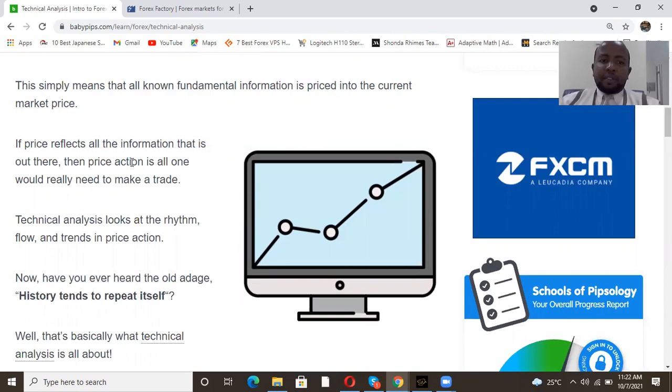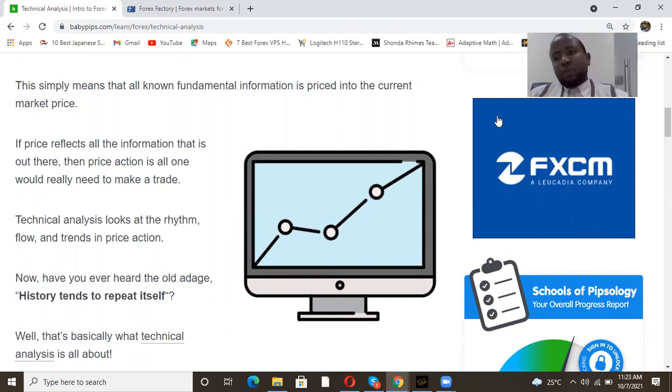So if price reflects all information that is out there, then price action is all one would really need to make a trade, which is very true. So if all we need to know is the price. When you're going to do your shopping, you have to know the price of that shoe. You have to know the price of that cloth, so that at least you bargain and get the item at a better price. And in technical analysis, we look at the rhythm, flow, and trends in price action. Rhythm means there's a feel, might be a wave up or a wave down. The way I've shown you, this is the rhythm.